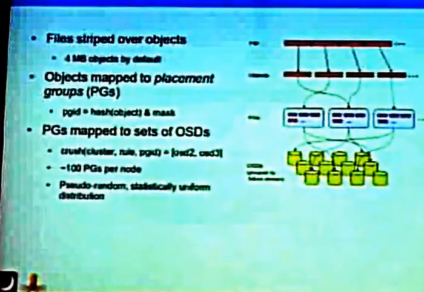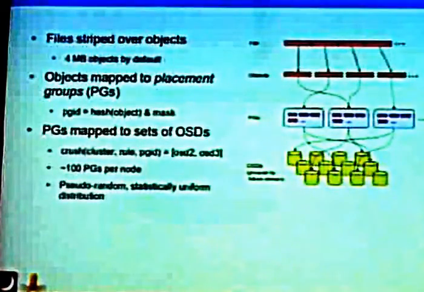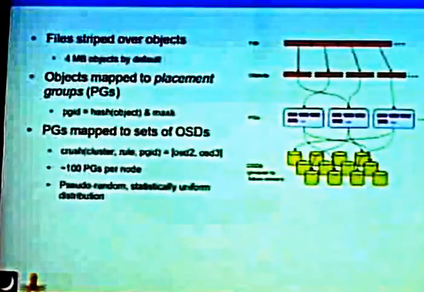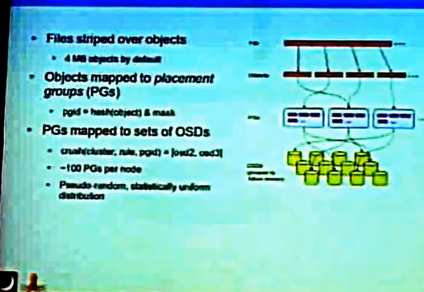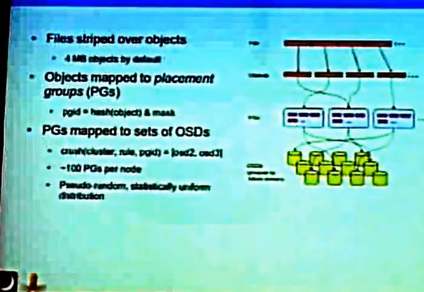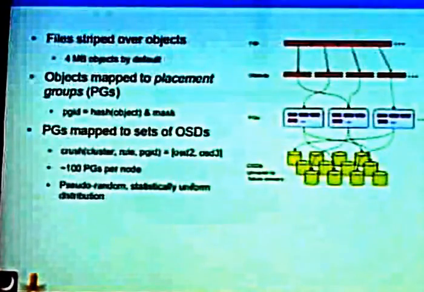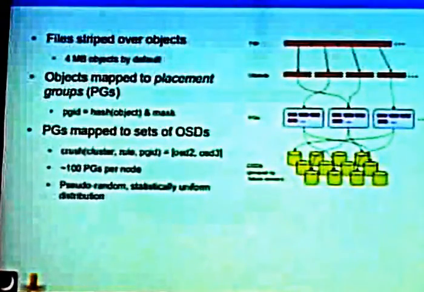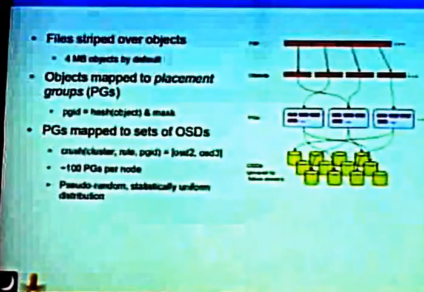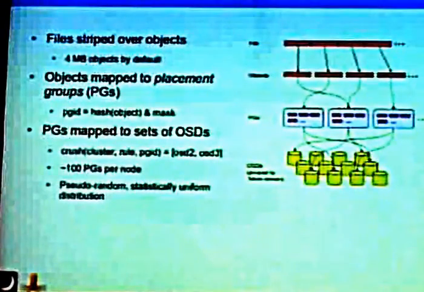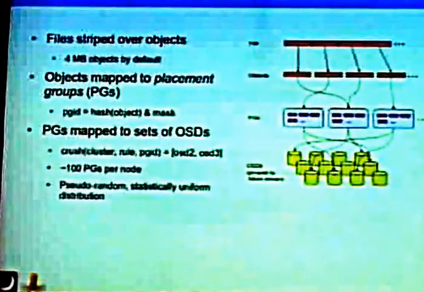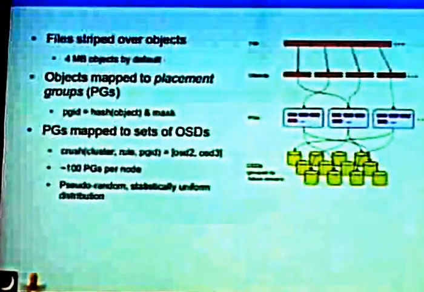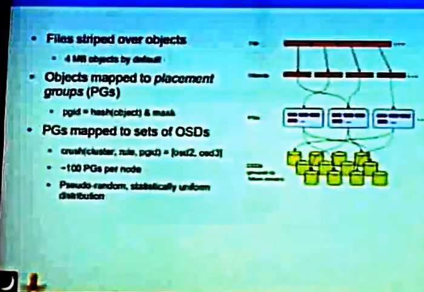We then take the billions of objects that you might be storing and use a hash function to map them into thousands of placement groups. They're just chunks of objects that we're going to be storing. And then we use CRUSH to take those placement groups and map them to sets of OSDs that will be responsible for storing them. The result is that we get the pseudo-random statistically uniform distribution of data across the cluster, and we get on the order of maybe 100 placement groups per node on the system.